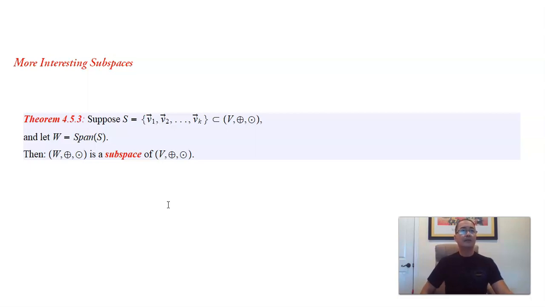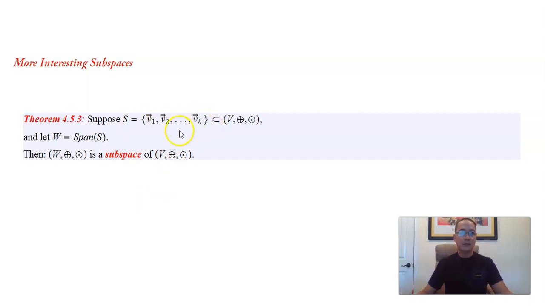So for now, if you have a subset V1 through Vk from V, and you make the span of that subset of vectors, call it W, then that W is a subspace of V. And the proof, of course, is exactly the same.